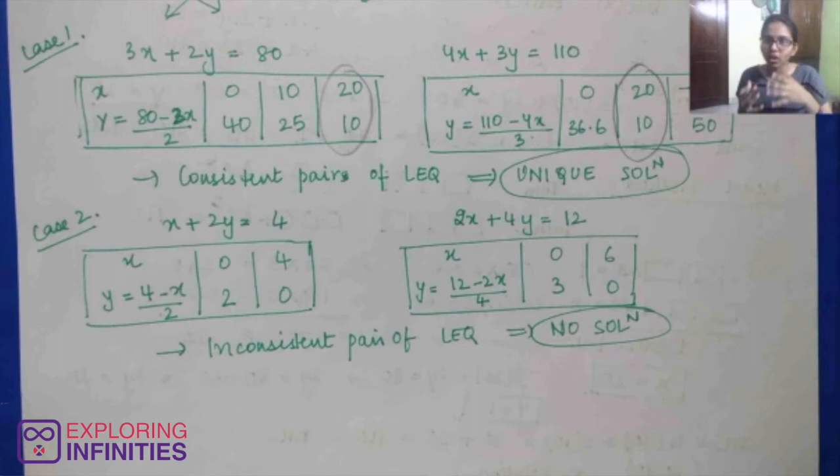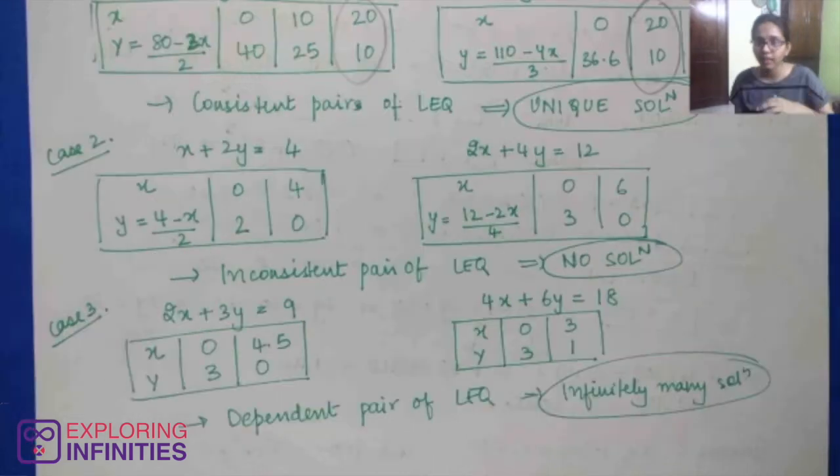So these were the three cases where your pair of linear equations can lie. Whenever you have a consistent pair of linear equations, you'll get a unique solution, and you will have a common point of intersection when you plot them. Second, when you plot a pair of linear equations and get parallel lines, they are inconsistent and don't have any solution because there is no common point; they are not intersecting at all. The third case is when both lie over each other, coinciding with each other. They become a dependent pair of linear equations and have infinitely many solutions.